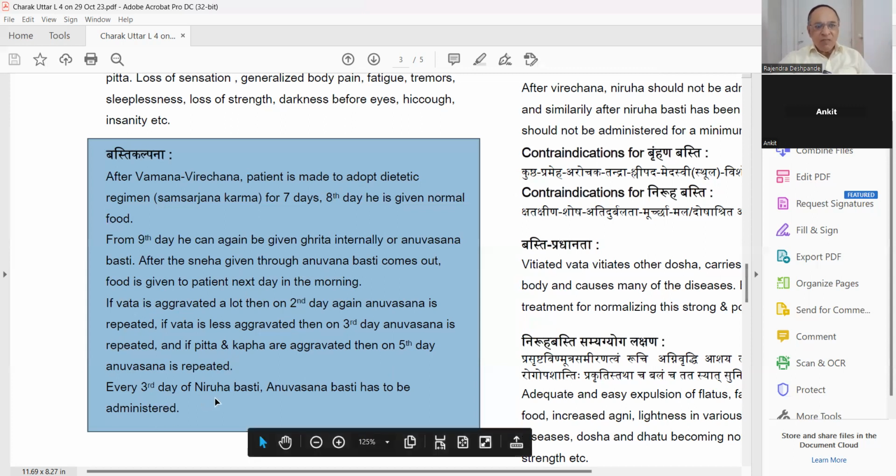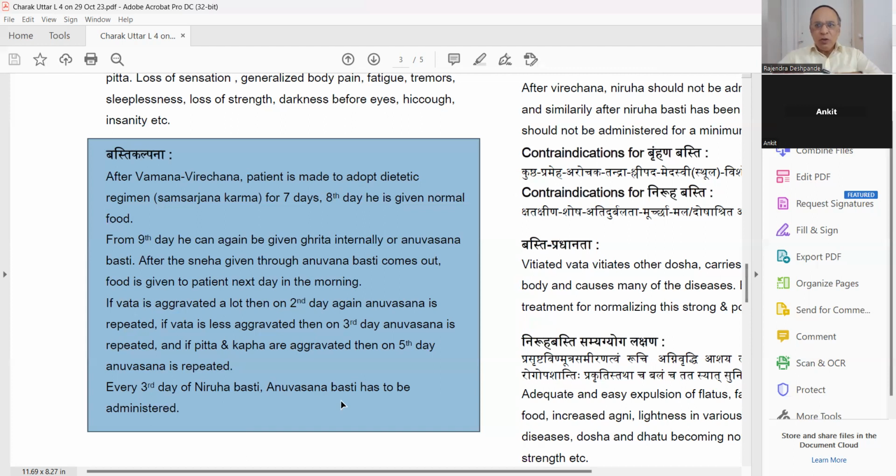Every third day of the Niruha Basti, Anuvasan Basti has to be administered. So 1, 2, 3, Niruha, Niruha, Niruha. Today Niruha, tomorrow Niruha, day after tomorrow Niruha. Then fourth day, Anuvasan. So there is always a trick.